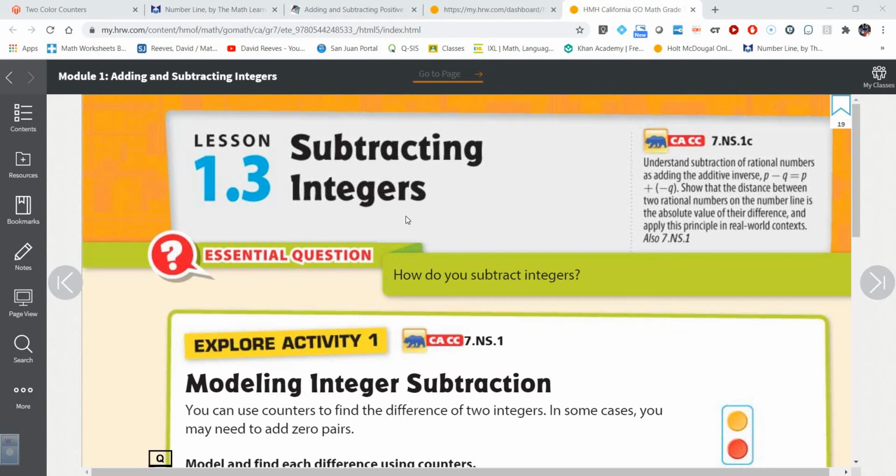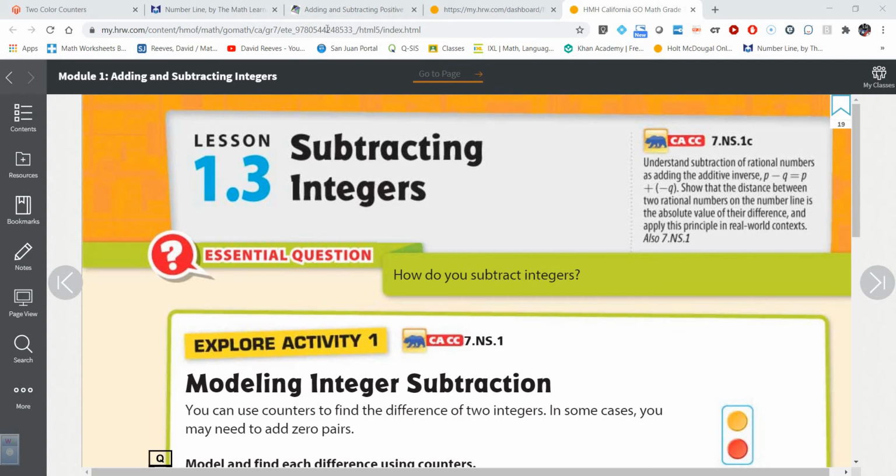Today we're going to start looking at subtracting integers, lesson 1.3 in our textbook, starting on page 19. But before we look specifically at subtraction and how to subtract with positive and negative integers, I really wanted to take some time just to compare addition to subtraction to explore some conceptual understanding there. All right, I hope that's okay with you.